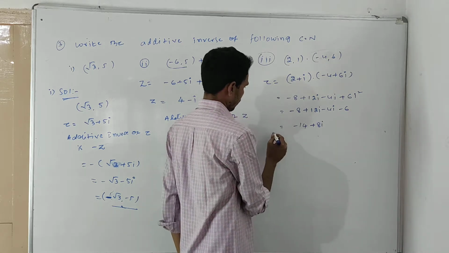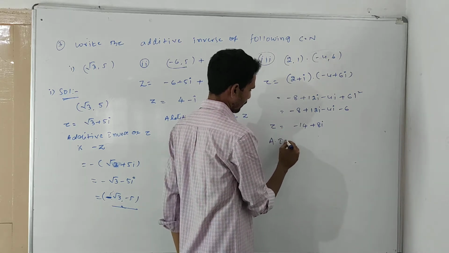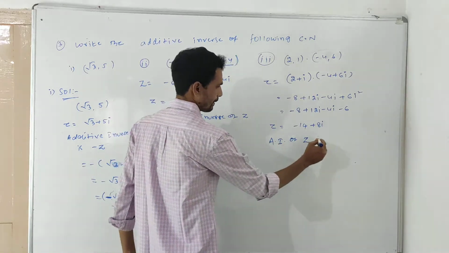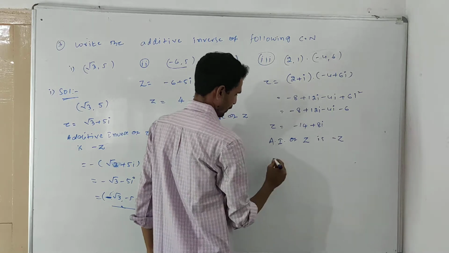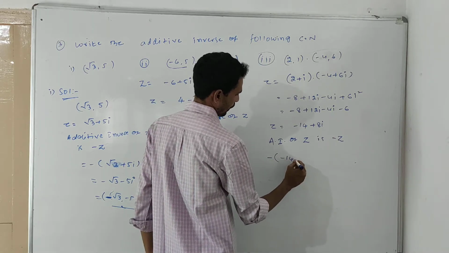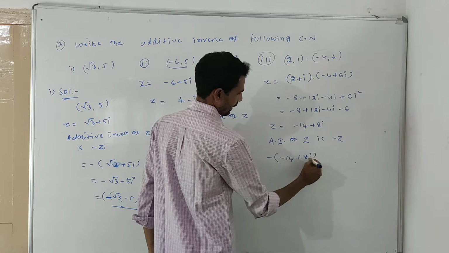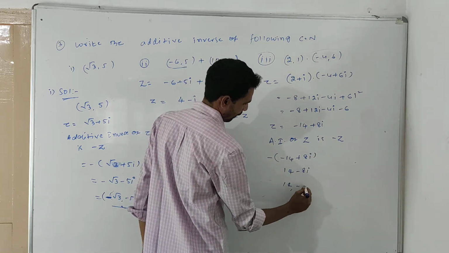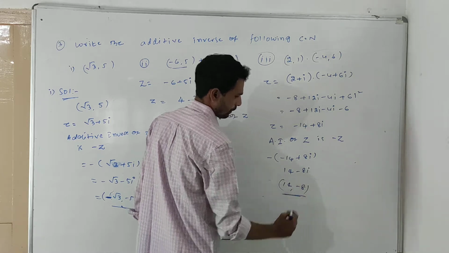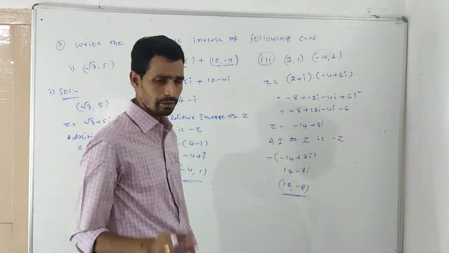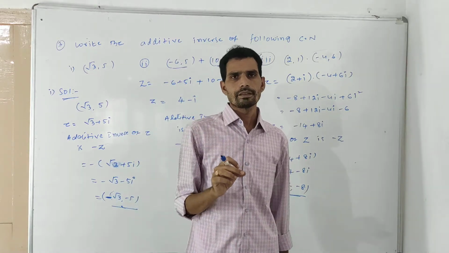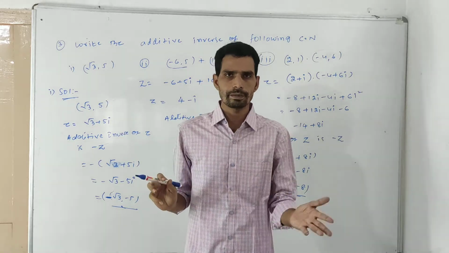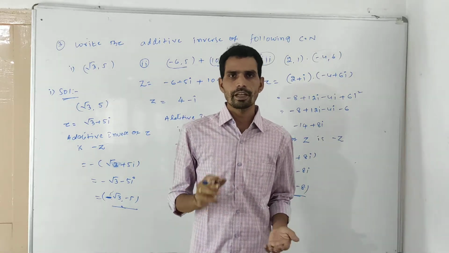What do you want? The additive inverse of z, which is minus z. So minus of z, minus 14 plus 8i, can be written as 14 minus 8i. So 14 comma minus 8 is the additive inverse of the above complex number. Simple. Additive inverse means the complex number multiplied with minus 1. Here a comma b means minus a comma minus b.